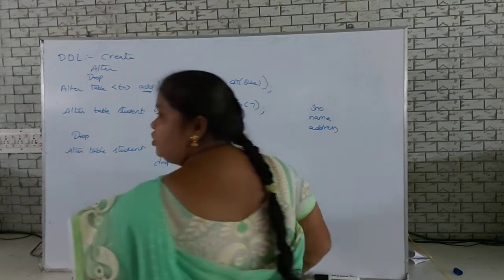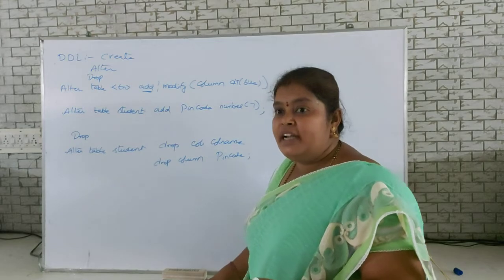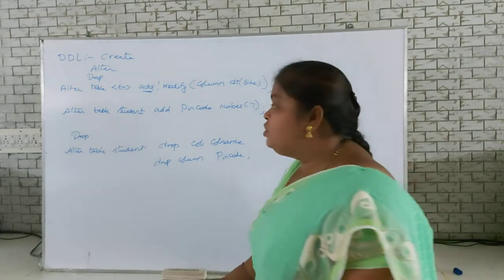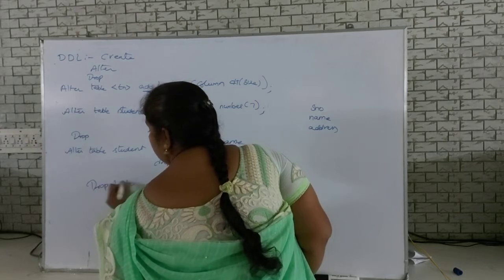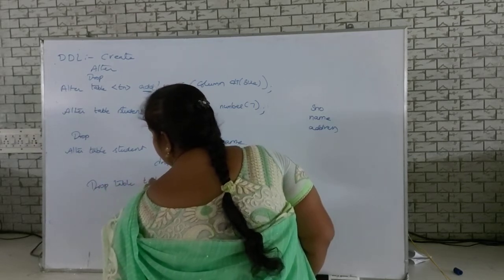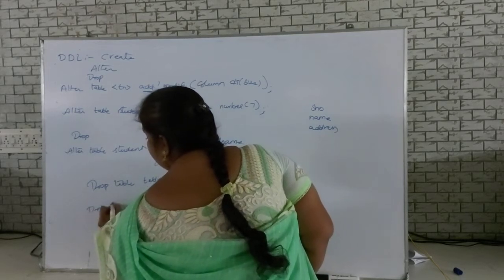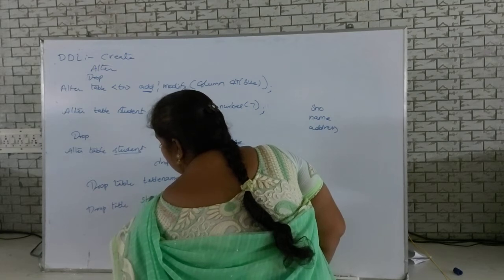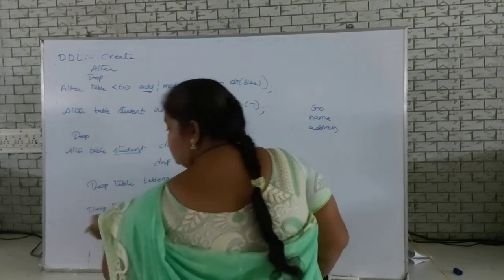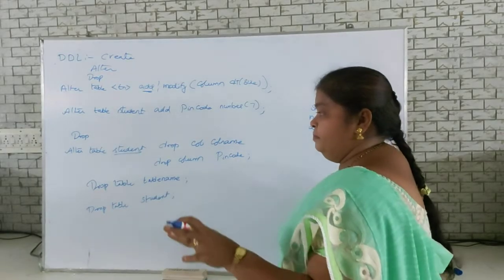Next one is the drop command. If we want to permanently delete all the data from the table, we use the drop command. Drop table name. So here, drop table student. If we write this, the student table will be deleted permanently.